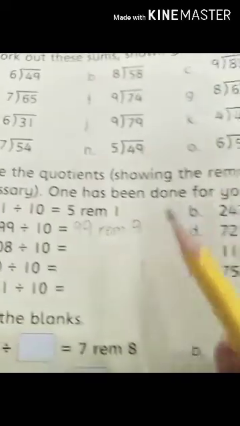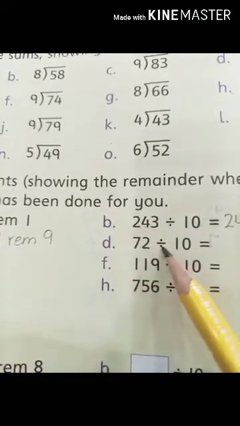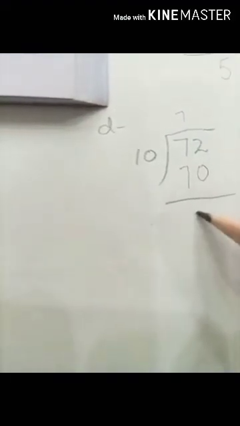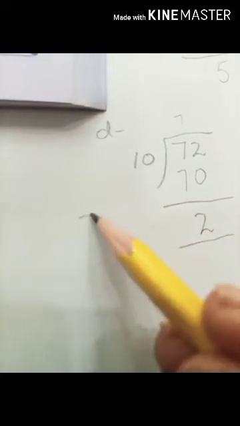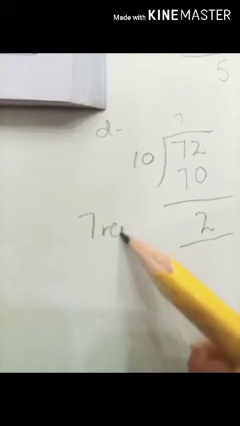Okay, next is part D, 72 divided by 10. 10 7s are 70 and the subtraction is 2 minus 0 and our remainder is 2. So we are going to write it as 7, that is the quotient, and the remainder is 2.